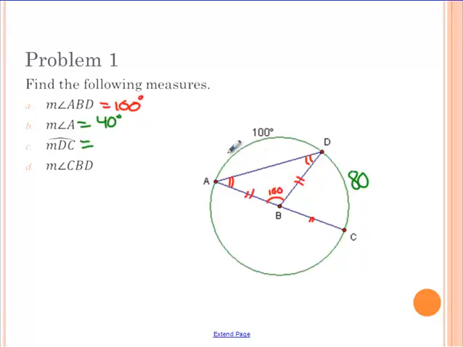Now I already answered DC without realizing it. That's 80. And angle CBD is this angle right here, central angle for an arc that's 80 degrees.